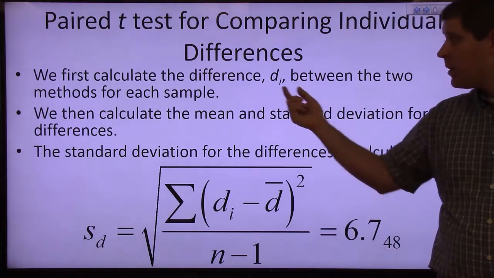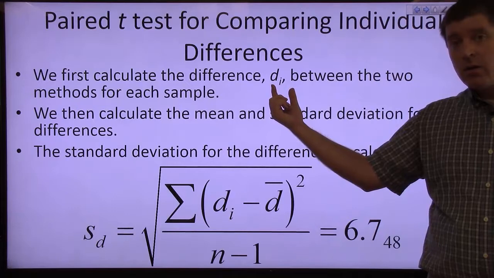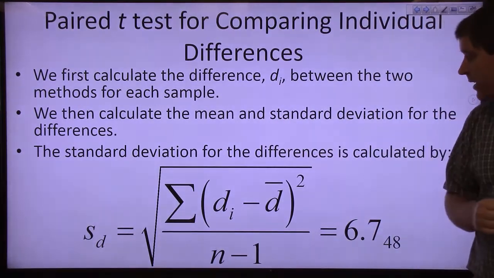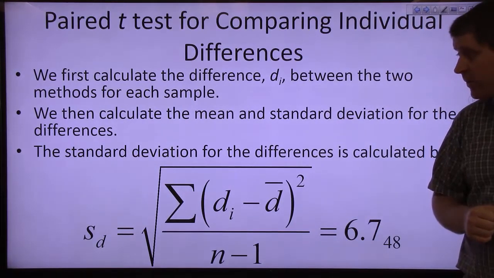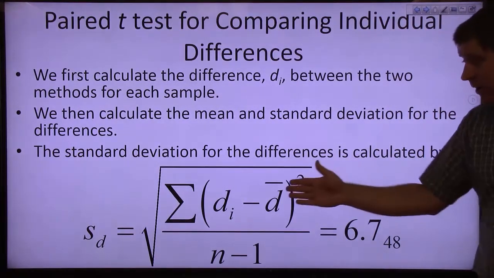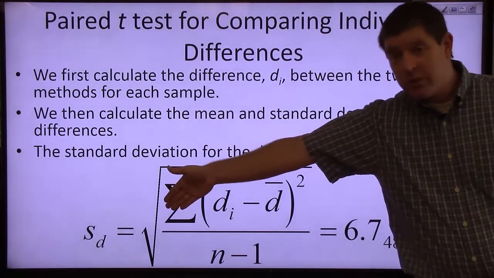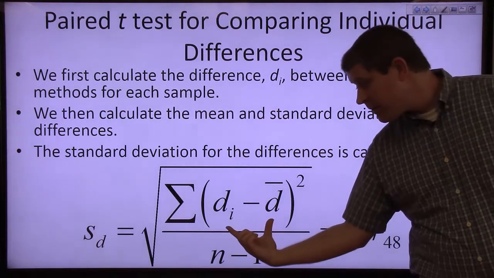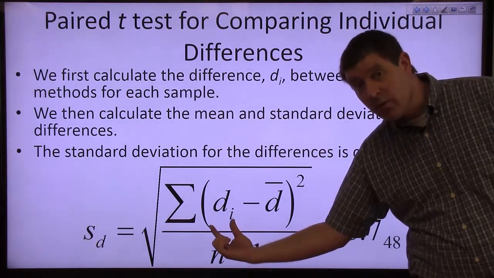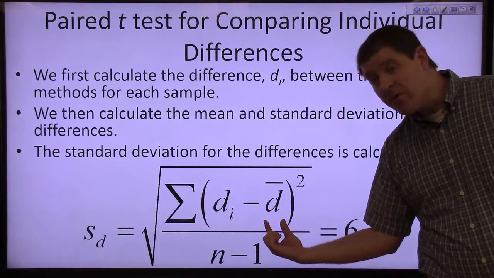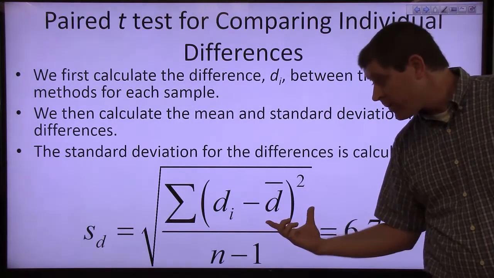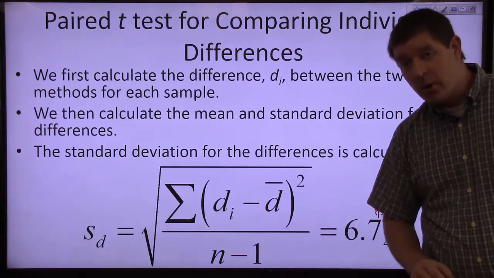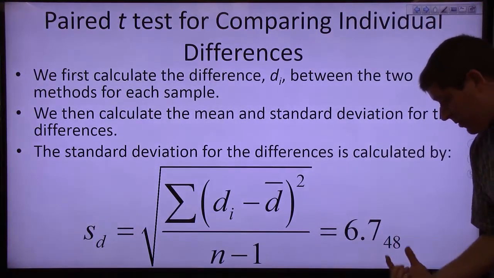We first calculate the difference between the two methods for each sample. That was that third column. We're going to symbolize this with a D, or a D sub, and then whatever the index is. We then calculate the mean and standard deviation for our difference values. The standard deviation for the differences is calculated by this equation. So S sub D, the standard deviation of our differences, is equal to the square root of the sum of the difference between our difference value for whatever sample we're looking at minus the average difference, d bar, squared, so we're summing the squares of those differences, divided by n minus 1, which in this case gives us 6.748.